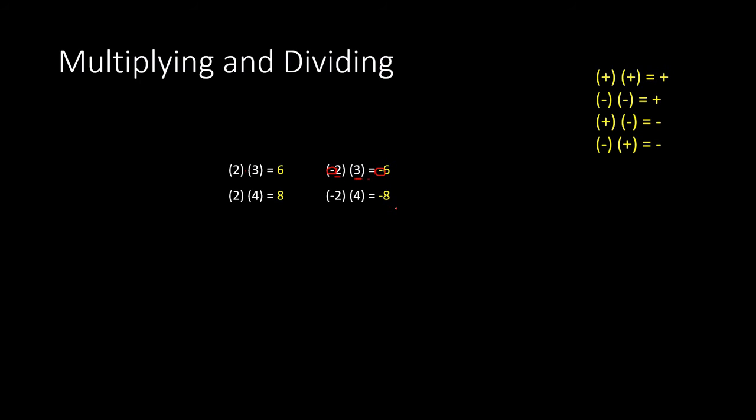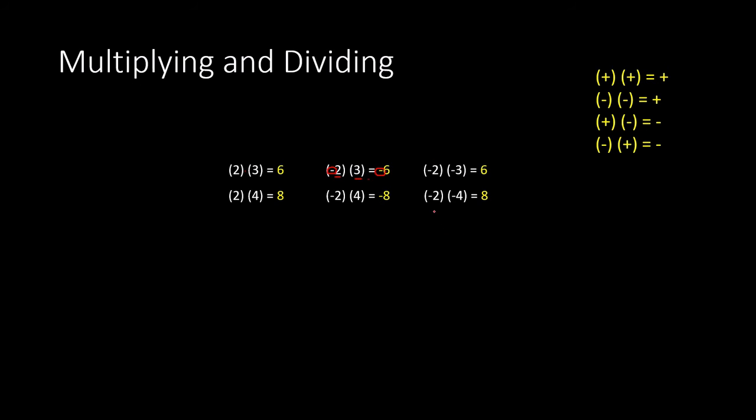Now what if, my friends, both of the numbers were negatives? Well, I'm going to use the same process. I'm going to do 2 times 3 is equal to 6, and then a negative and a negative is equal to a positive. So therefore, my result is going to be a positive 6 in this case.